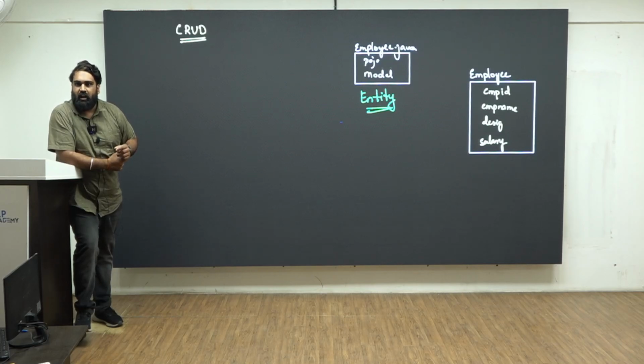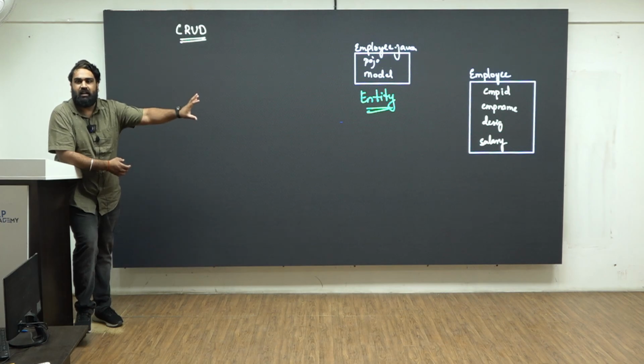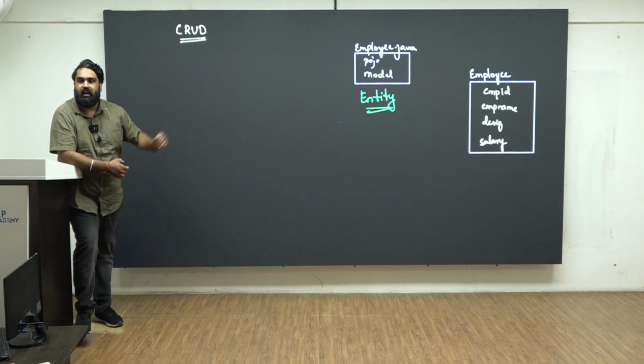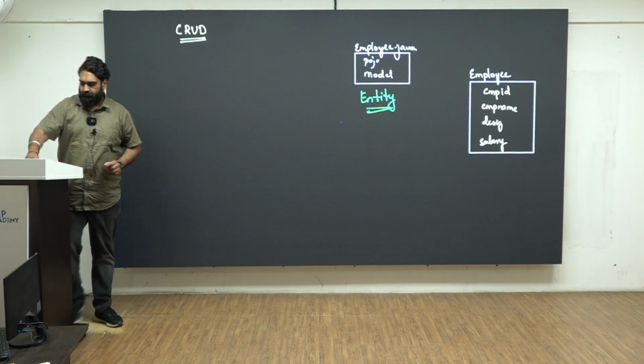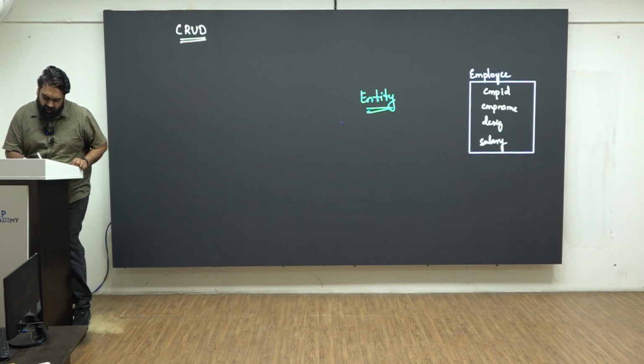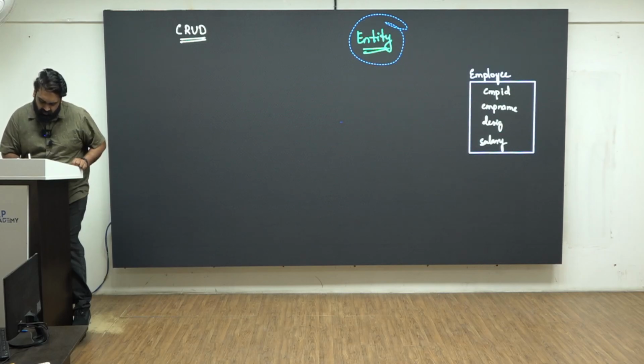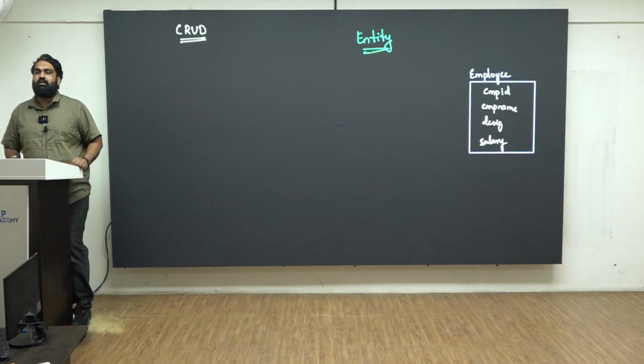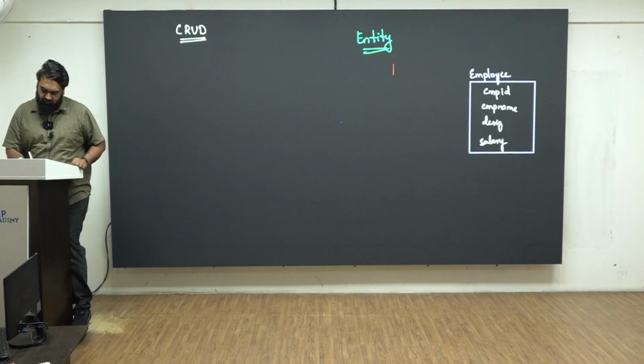So in your DAO implementation, you are calling it as Pojo class. In MVC architecture, you termed it as model. The same thing with additional lines of code, I will call it as entity class. Sir, I now want to understand what is this entity class, sir? What is this entity class?